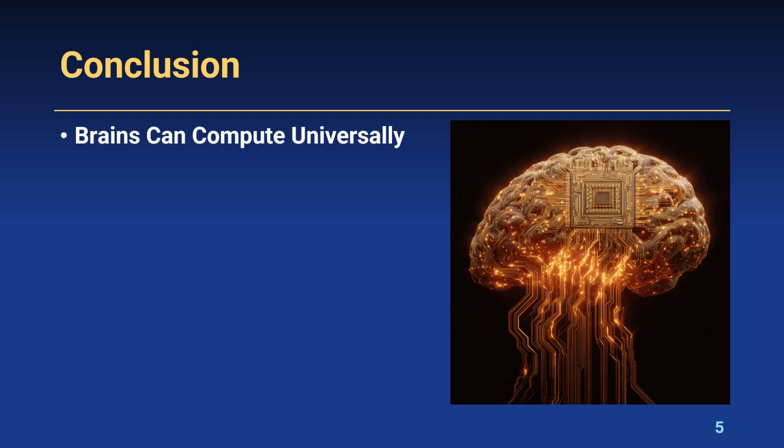This research opens up incredible avenues for understanding how our brains process information, from simple tasks to complex thought. It suggests that the very fabric of our neural activity could be a computational engine far more sophisticated than we often imagine.